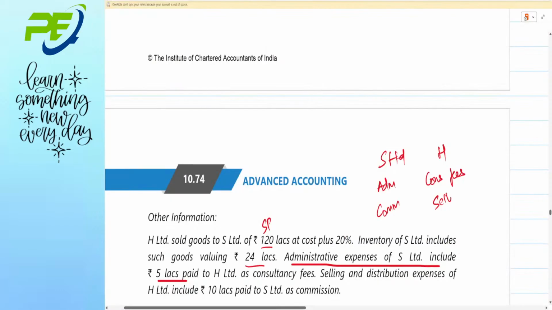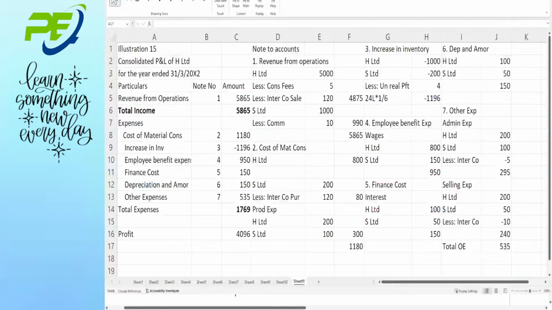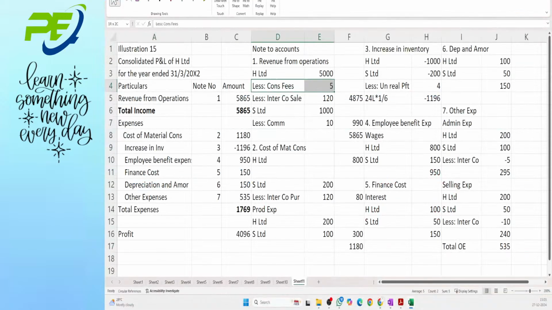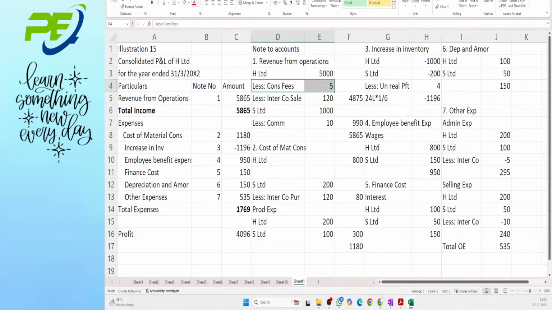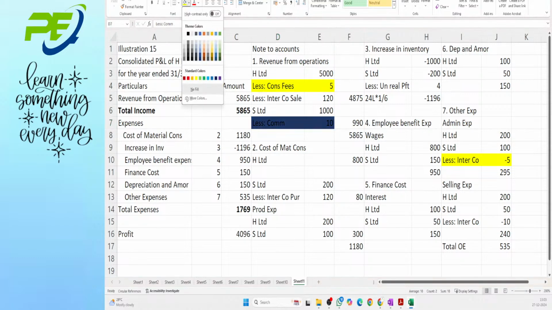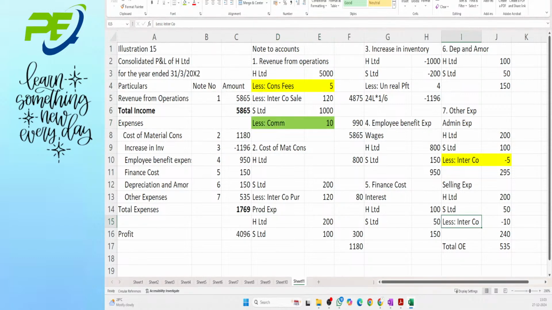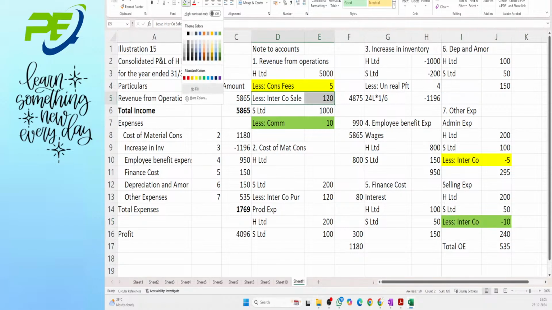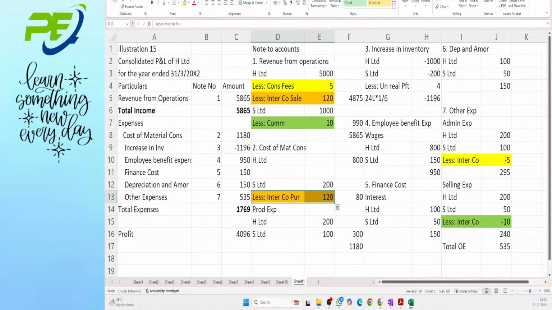Now I'll just discuss the adjustments. Other things we have simply added one by one. This consultation fees we have reduced here. We have reduced some income, and here we have reduced from both places. This 10 rupees we have reduced here, and 10 rupees we have also reduced here. Now this 120 we have reduced from sales, and from purchase also. And finally, where is that 4 rupees?